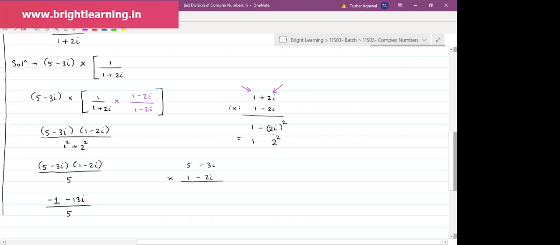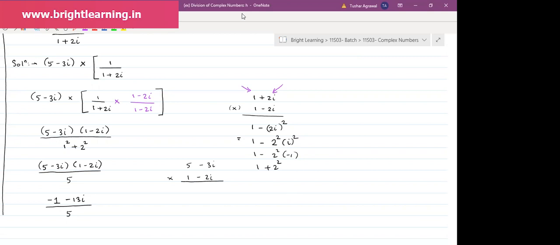1 minus 2i whole square is what? 2 square i square. And i square is negative 1 now. 1 minus 2 square into negative 1. So 1, 2 square, and that negative 1 is coming, making it plus. Got it, Afrin? Yes, sir.